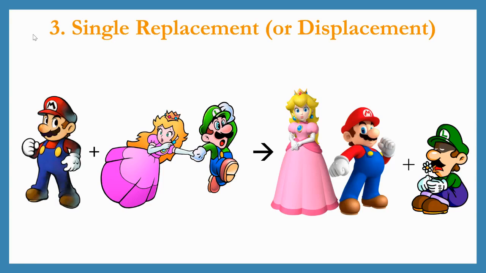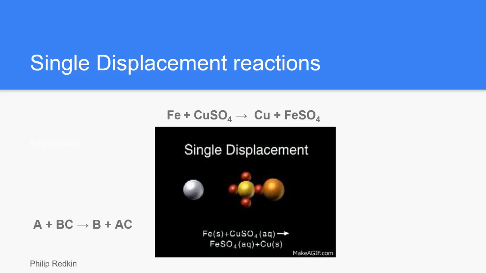Single displacement, the situation will be there will be something by itself like Mario, something will be in a compound like Luigi and Peach, and then after the reaction, the compound now has the Mario, the thing that was by itself, and the thing that was in the compound, Luigi, is then by himself. So here it is with chemicals.